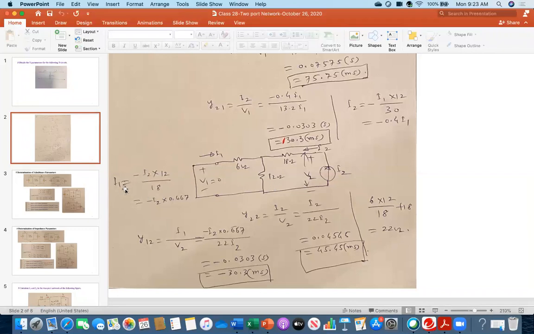So that's why you see here I am doing, but I am finding ion. So ion is in this direction, so I put a minus sign. And now I am applying the current divider rule here for I2.